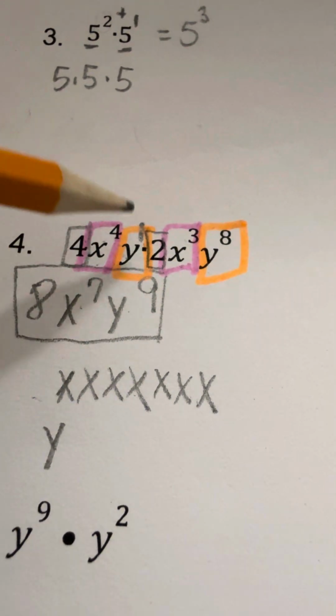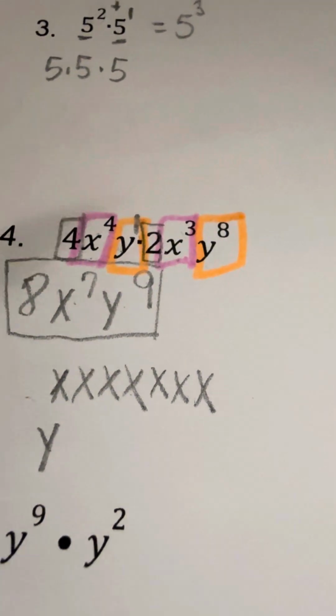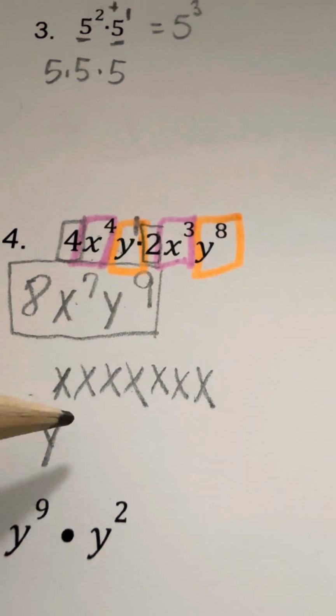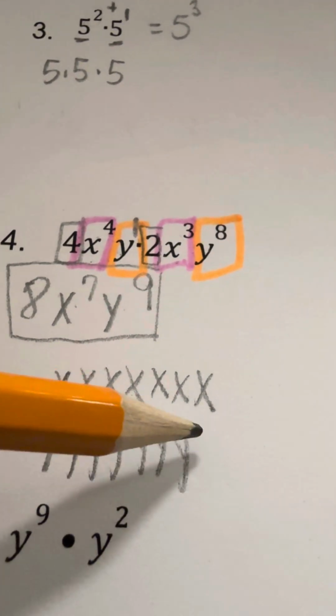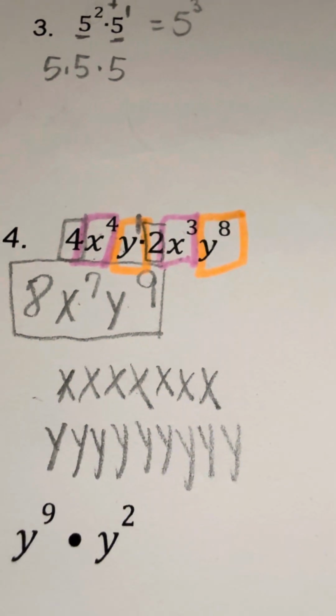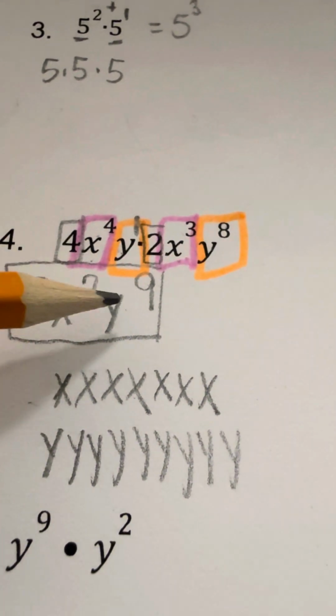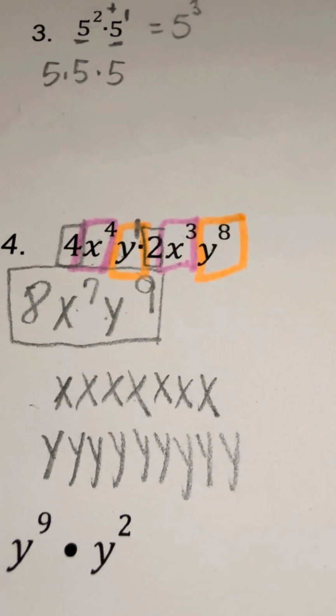There's 1 y here. There's no exponent, so it's 1. Here, there's 8. So I'm just going to write 1, 2, 3, 4, 5, 6, 7, 8. I count them up. I get 9. So my y has an exponent of 9.